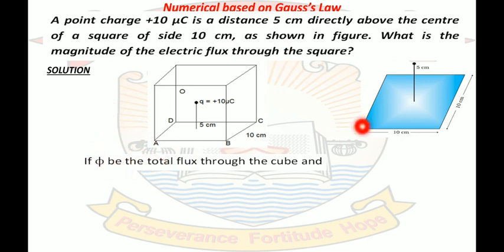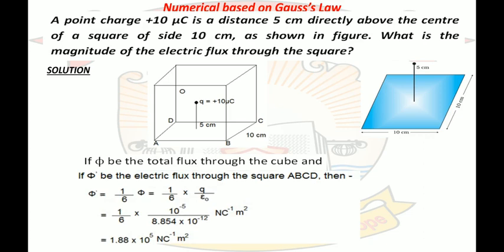What will be the flux through the one face only, which is at the bottom? Is it clear? So net flux through the surface is given by phi dash is equal to 1 upon 6 into phi, where the value of phi is q upon epsilon naught. So basically the answer is q upon 6 epsilon naught.